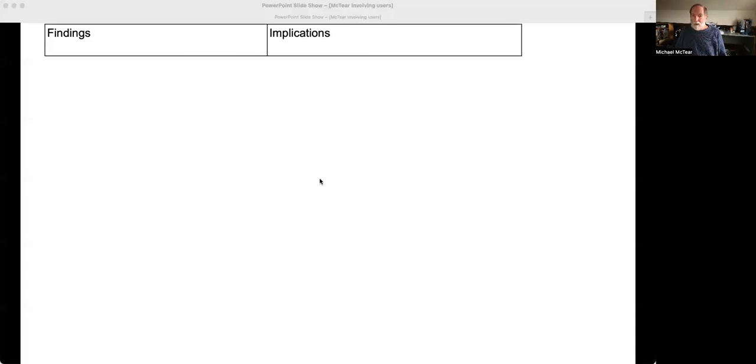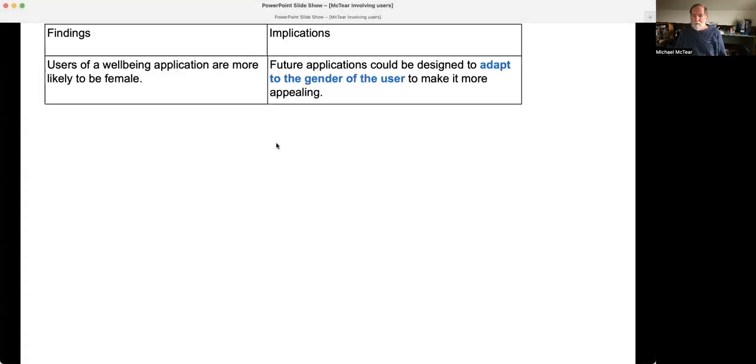We also looked at some of the feedback that we had from the stakeholders and the implications of these. For example, one of the issues was that the users of the chatbot were more likely to be female, and so it was suggested that perhaps future applications could adapt more to the gender of the user to make it more appealing. Of course, this then involves developing a user model. Gender would be one aspect of that model, but there could be other aspects as well, such as preferences and so on. And that, of course, would make the system much more complex.